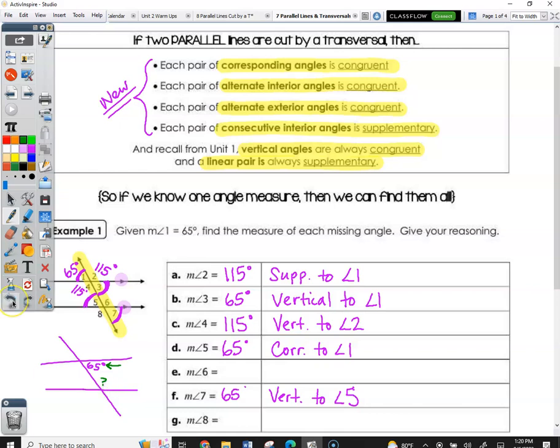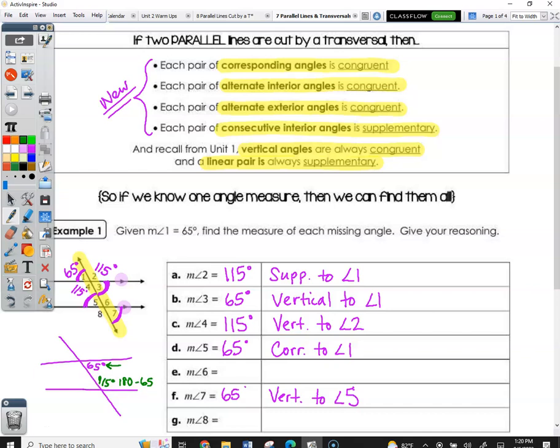Obtuse, and then what's this one? Acute. They cannot be equal. So if they're not equal, it's that other thing where they add up to equal 180. So to get this, you would do 180 minus 65, which is 115.